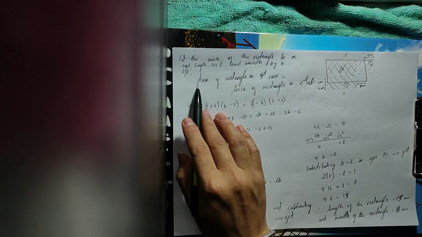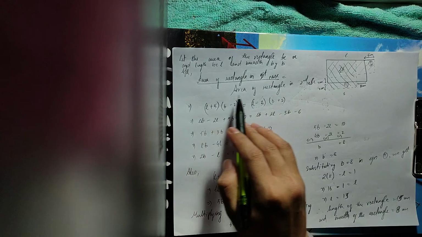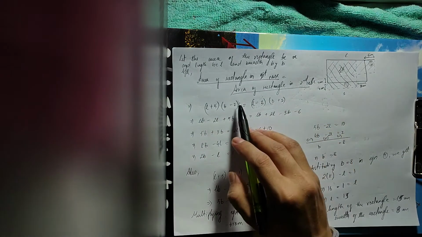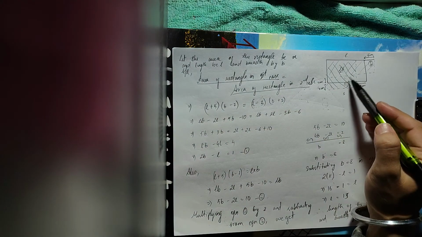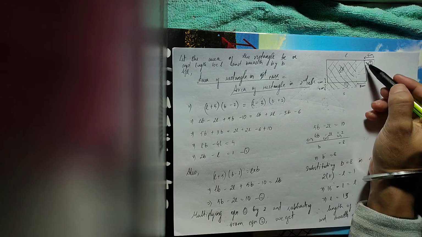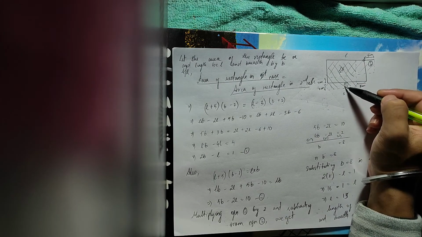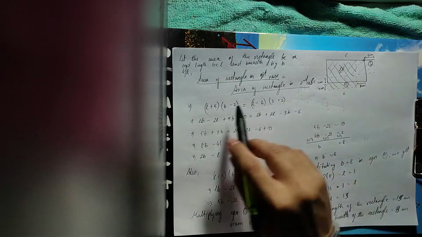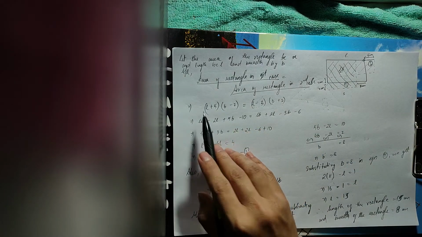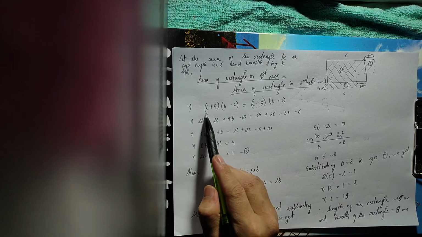It is given that area of the rectangle in the first case is equal to area of the rectangle in the second case, right? Because area remains unchanged. Actually, the area of the original rectangle and the area of the rectangle in the first case and second case, all three are the same.